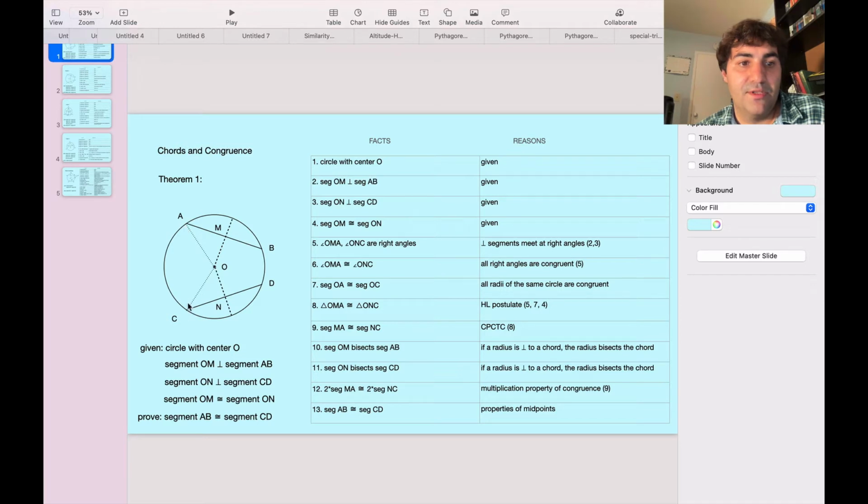We know that segment OA and segment OC are both radii, right? Because they're both segments joining a point on the circle with the center of the circle. And so segment OA is congruent to segment OC. We can apply the hypotenuse leg postulate using what I have in 5, what I have in statement 7, and what I have in statement 4 to get triangle OMA is congruent to triangle ONC. Therefore, segment MA is congruent to segment NC.